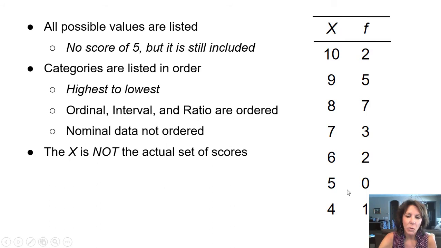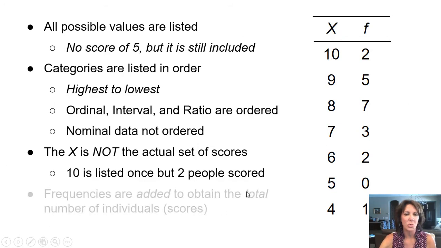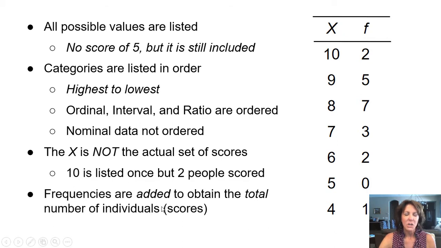This is the category of a 4. This is the category of getting a score of 5. And on the right are the number of people that got those scores. So 10 is listed once, but 2 people scored. So if we were to write all these out, we would have 2 10s, 2 scores of 10. Frequencies are added up to figure out the total number of individuals in a study. So if I were to add up all these frequencies, I would know how many people took this test.